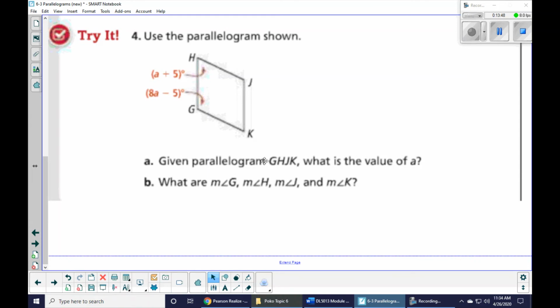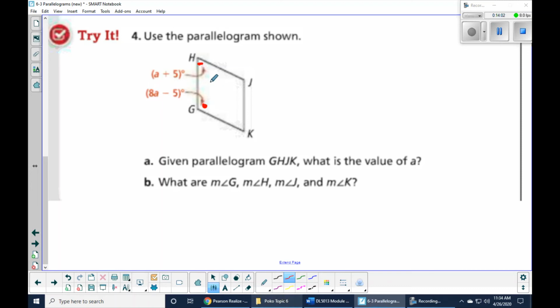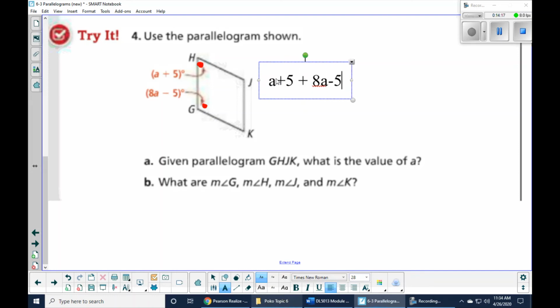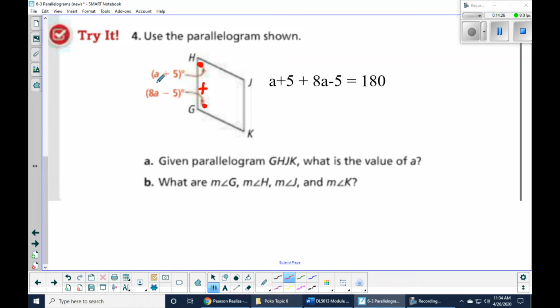Okay. So, very similar problem here, just a little bit more complicated. Once again, the angles that they're outlining are H and G. And those two are next to each other, so they are supplementary. They're not equal. So we're going to have to do a plus 5 plus 8a minus 5 equals 180. Those two angles add up to 180.